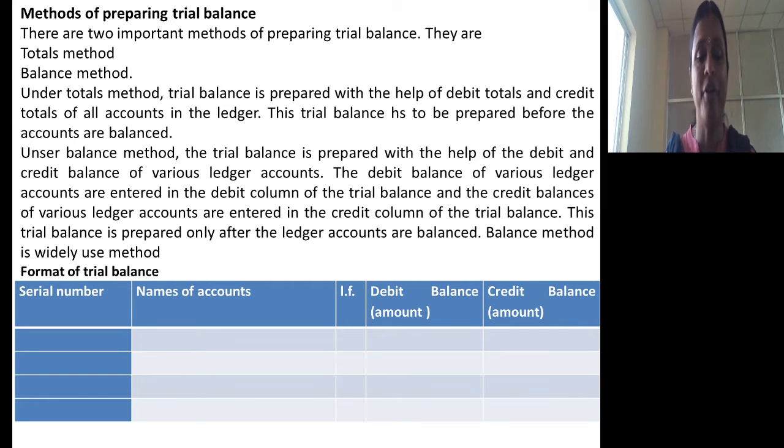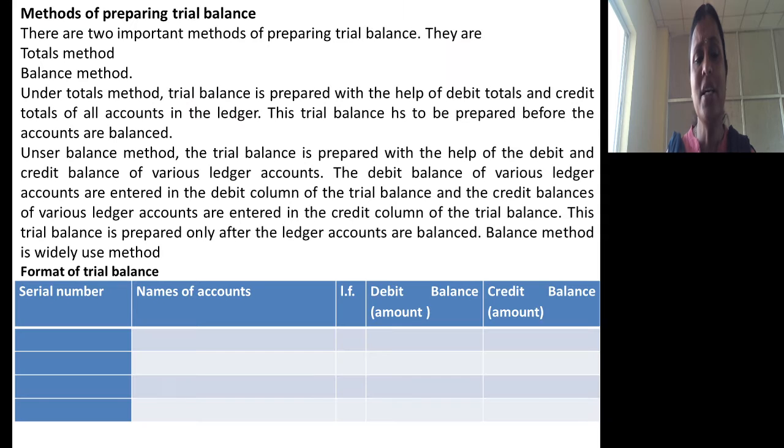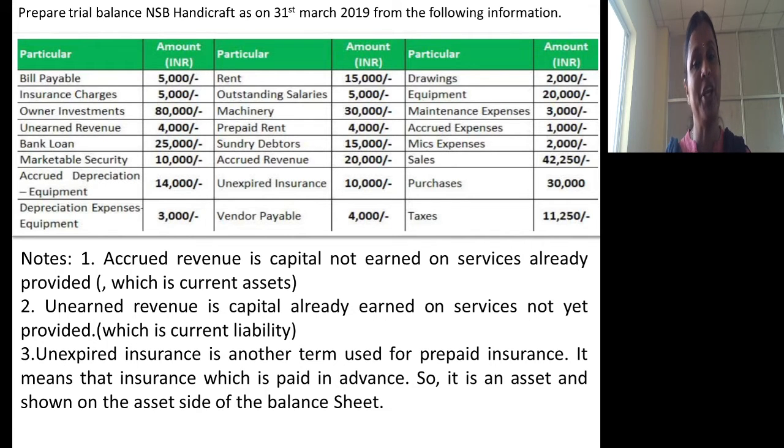Just look at the format of the trial balance: serial number of accounts, name of accounts, ledger folio, debit balance, where we record debit balances of various ledger accounts. Try to understand, credit balance, where we record credit balances of various ledger accounts. So let me start solving a problem on the preparation of a trial balance. Let's look at the problem.